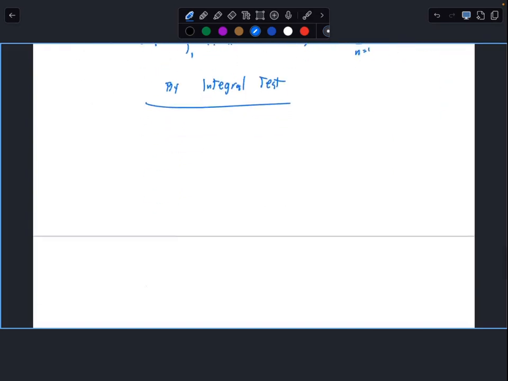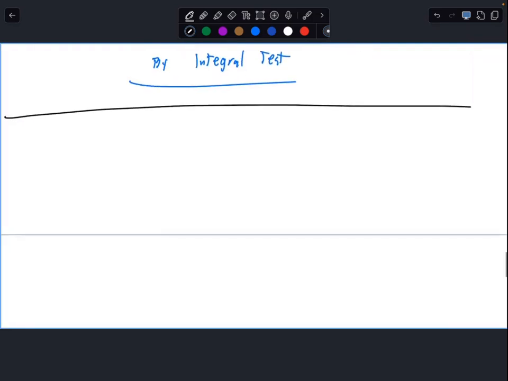All right, number 6. The next one that we're talking about is 6, which is the comparison test. So 6 and 7 are called the comparison test.